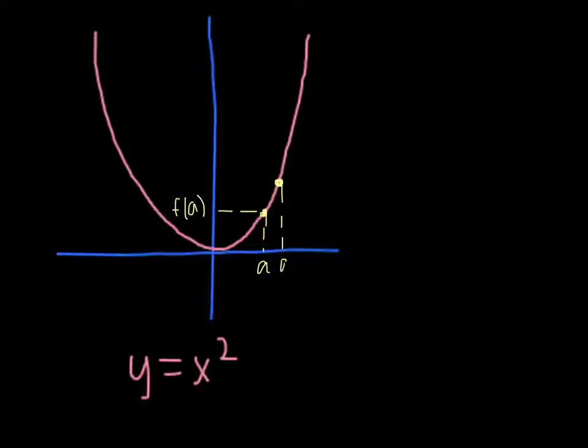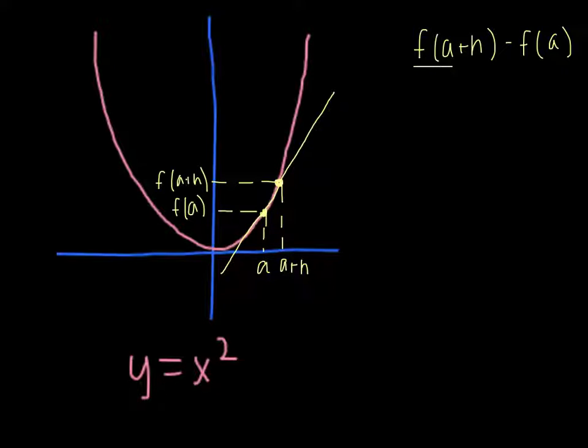I could label this as a plus h, and then the y-coordinate would be f of a plus h. And so by finding the secant line, I would get a line that connects both of these points right here. And so the slope of this secant line would be f of a plus h minus f of a divided by, so this is the change in y divided by the change in x, which would be a plus h minus a.